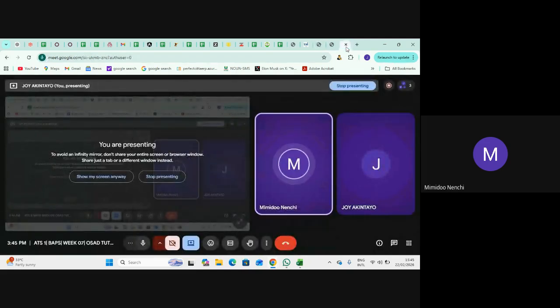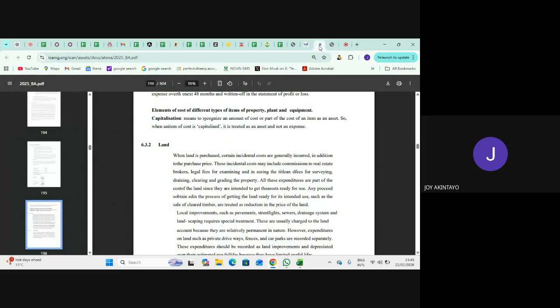So what are the costs we are looking at? One, when land is purchased, certain incidental costs are generally incurred. Number one is you need to look at the purchase price of your land. Are we together?